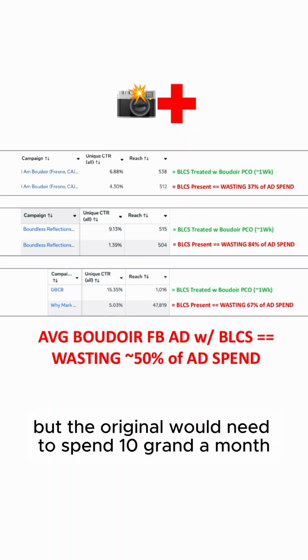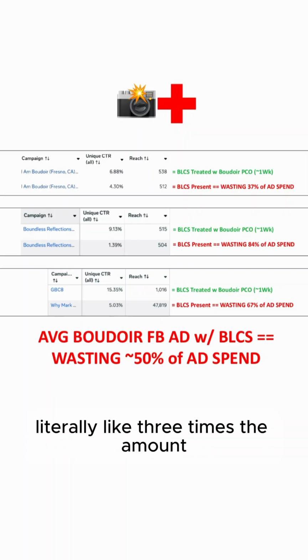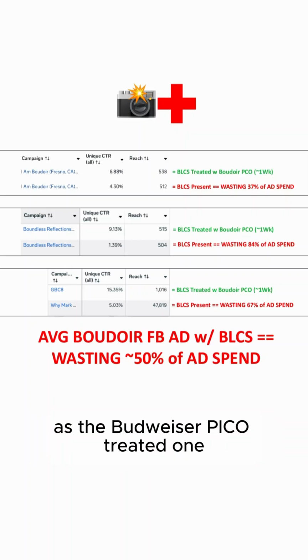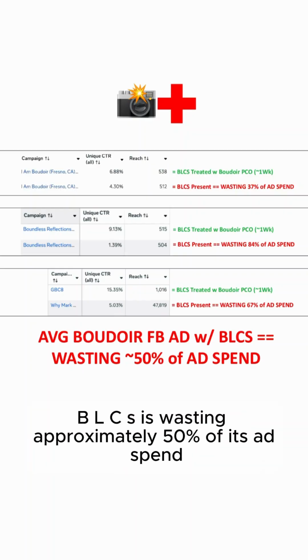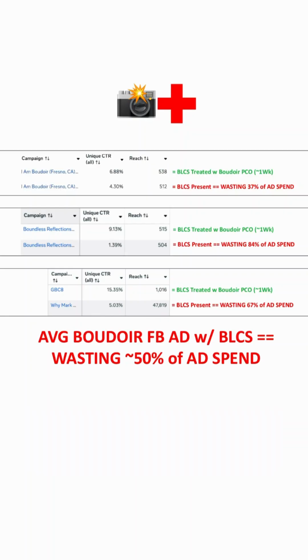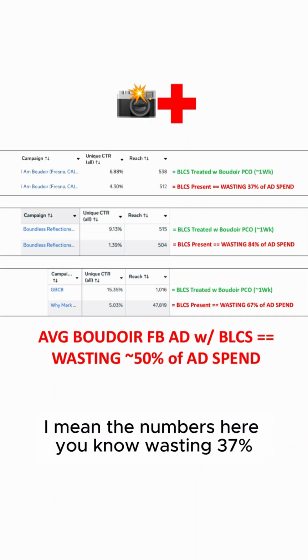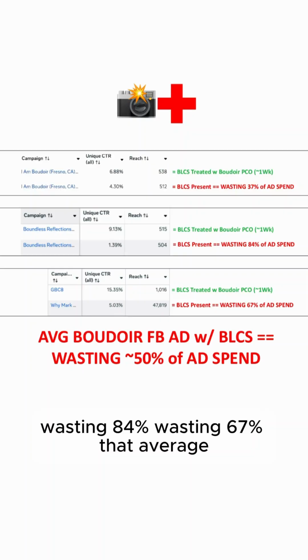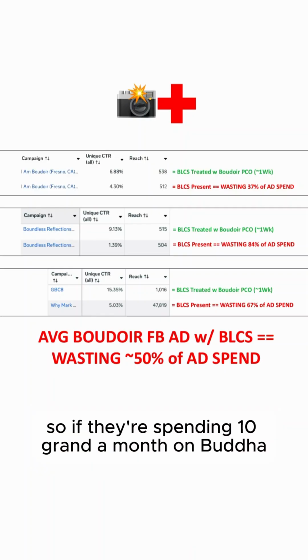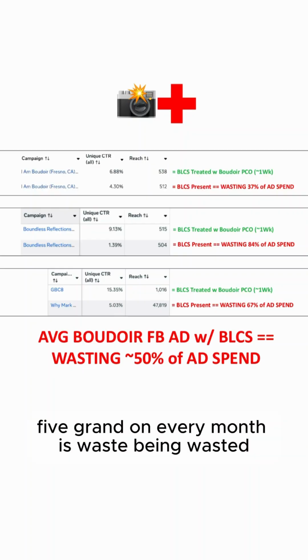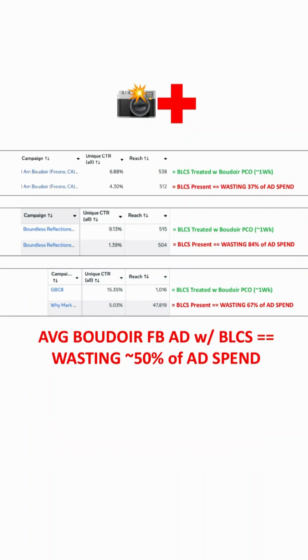But the original would need to spend 10 grand a month, literally like 3 times the amount of the Boudoir PCO treated one. So we can see here the average Boudoir Facebook ad with BLCS is wasting approximately 50% of its ad spend. The numbers here: wasting 37%, wasting 84%, wasting 67%. That average is probably somewhere between 50 to 60%. So if they're spending 10 grand a month on Boudoir Facebook ads, on average 5 grand every month is being wasted, thrown down the drain.